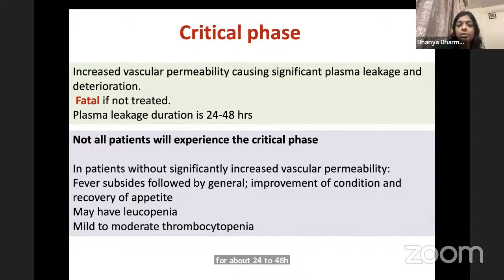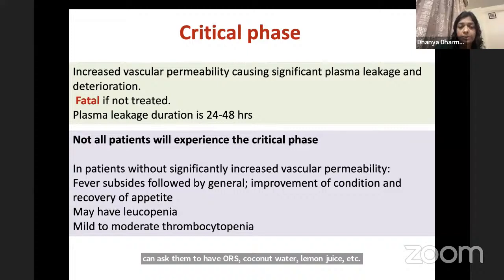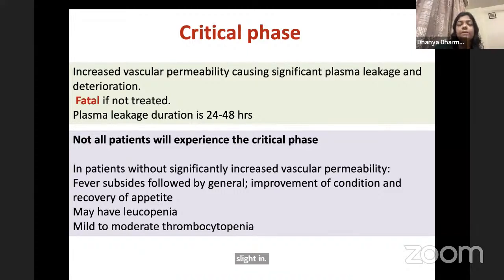And at the same time, not all patients will experience the critical phase. So there are children without significant increase in the vascular permeability, and all you need to do is ensure good hydration. You can ask them to have ORS, coconut water, lemon juice, etc. And generally, the fever subsides with improvement of condition and recovery of appetite, but they may have slight leukopenia or thrombocytopenia. So the other message is, just because it is dengue does not mean the child has to be hospitalized. You need to counsel patients about warning signs and who requires admission.